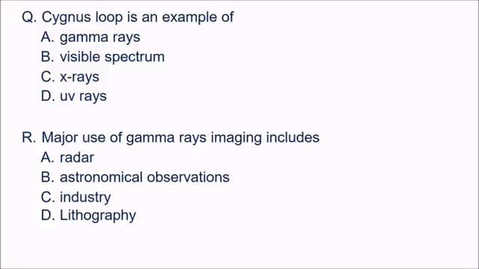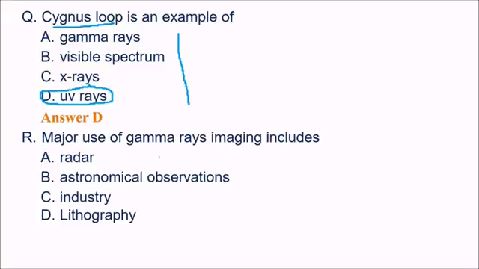Cygnus loop is an example of. So four options are there. Cygnus loop is an example of what? It is an example of ultraviolet rays. Ultraviolet rays, Cygnus loop.